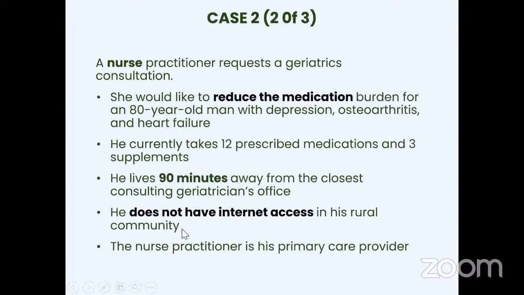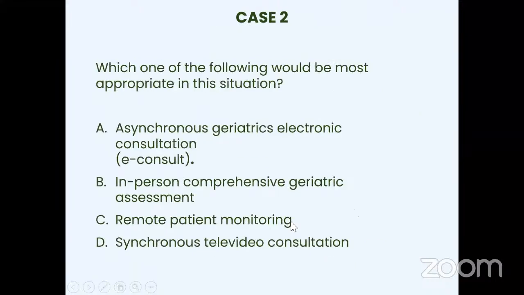The second one is a nurse practitioner requests a geriatric consultation. She would like to reduce the medication burden for an 80-year-old man with depression, osteoarthritis, and heart failure. He currently takes 12 prescribed medications and 3 supplements. He lives 90 minutes away from the closest consulting geriatric office. He does not have internet access in his rural community. The nurse practitioner is his primary care provider. The question is, which of the following would be most appropriate in this situation?